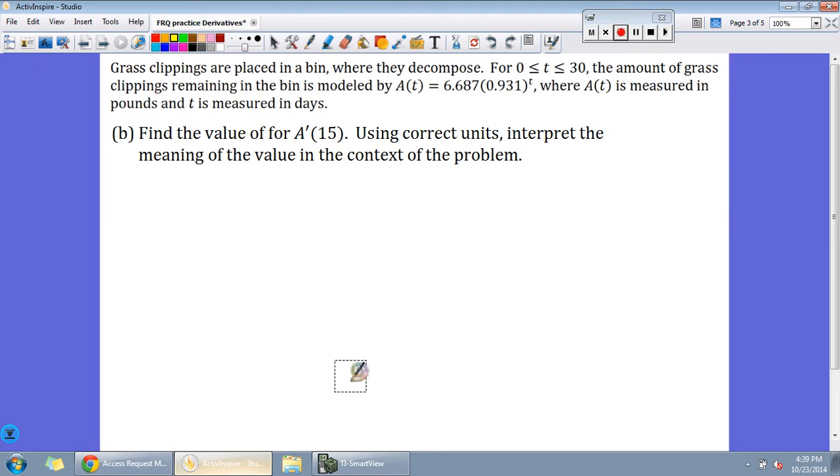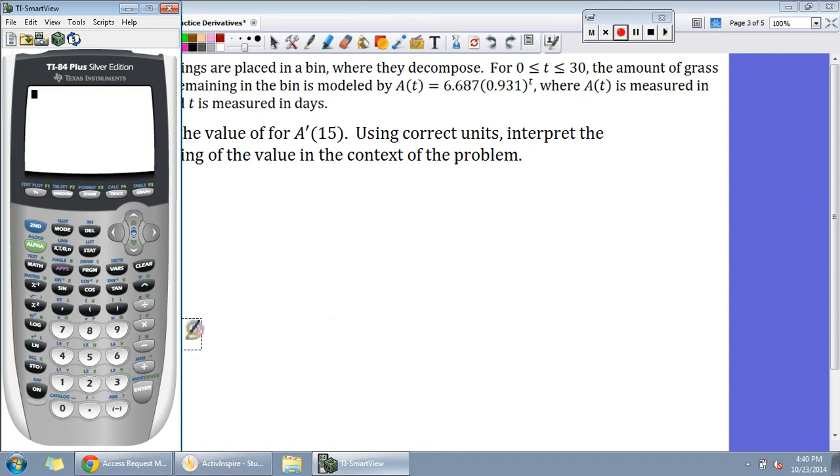For part B, A prime of 15 is also the derivative of A at t equals 15, or the slope of the tangent line of A at t equals 15. Since this is an exponential function and we haven't taken the derivative of exponential functions, we're not going to do it longhand with a rule like power rule. You can't use power rule for exponential functions, and we're going to learn more about how to take those derivatives later. But for now, we're going to bring our calculator into the mix since this is a calculator active problem. And I'm going to show you how to take numerical derivatives on your calculator.